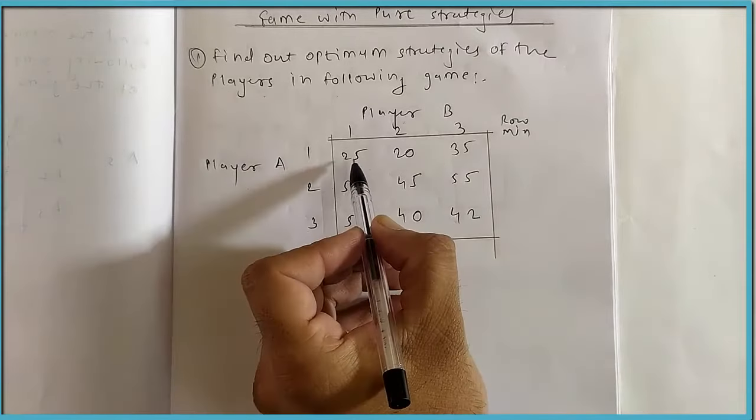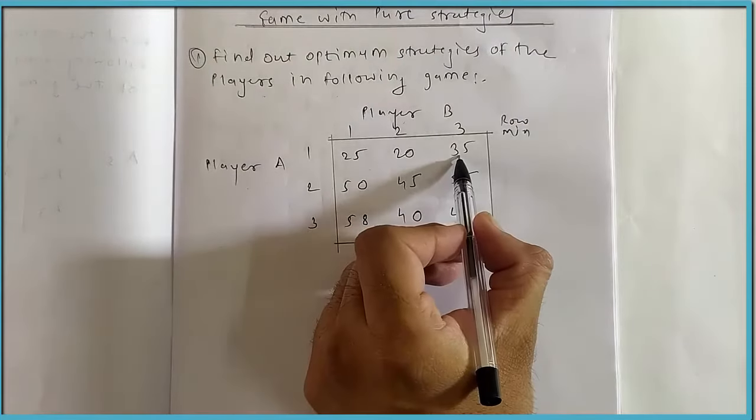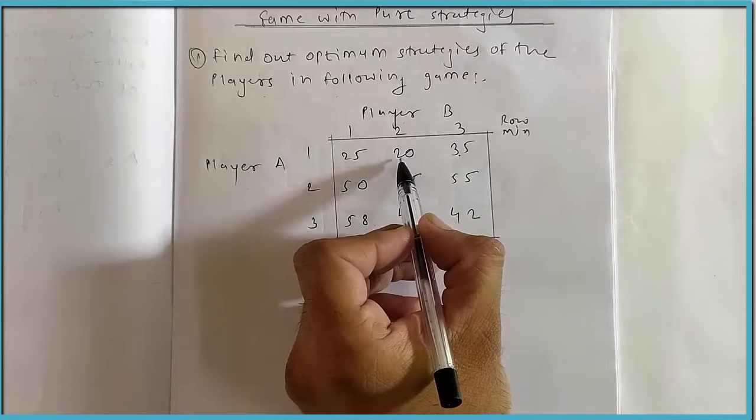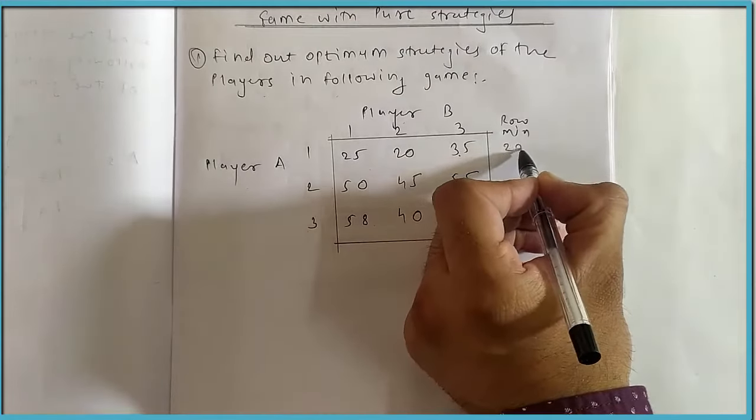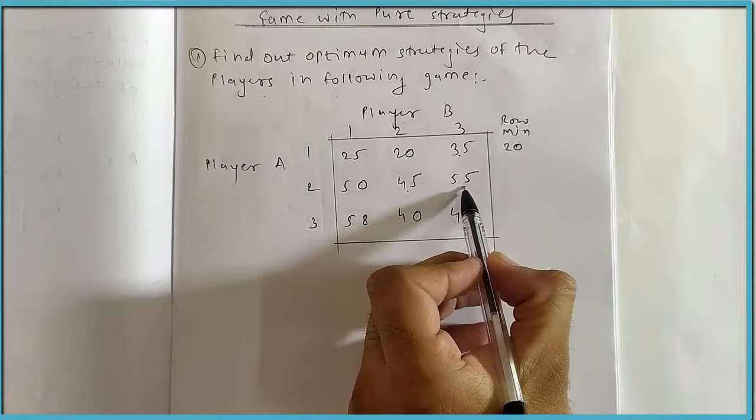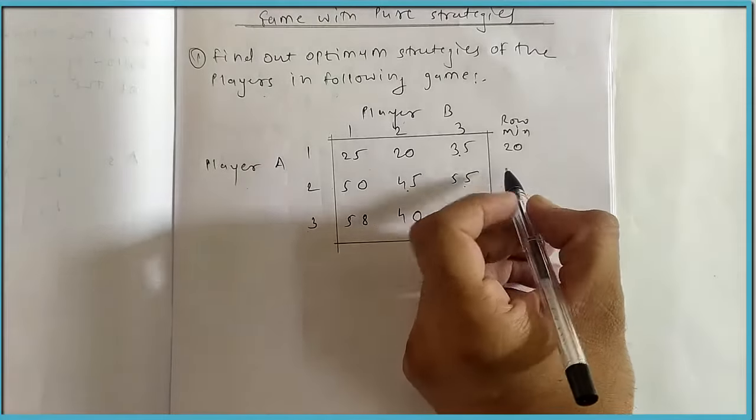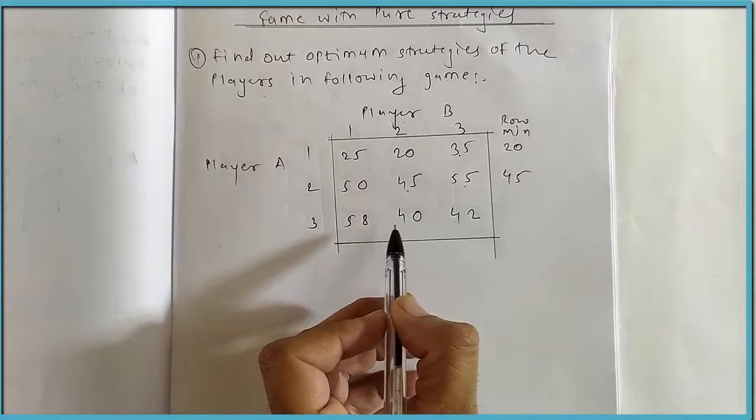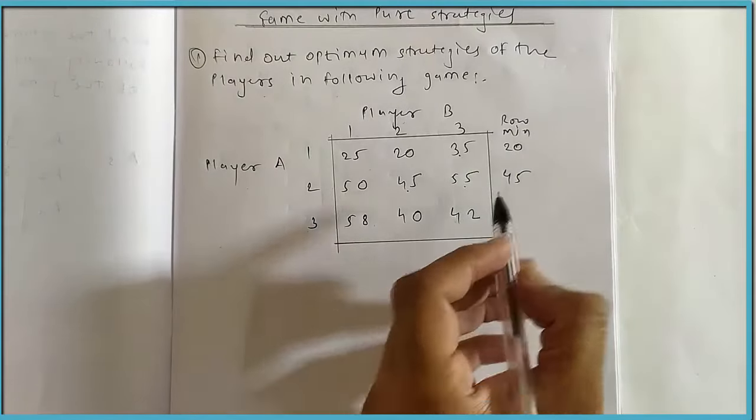Now look at the first row: 25, 20 and 30. The smaller element, the lesser element is 20. Write down 20 in the row minimum. In the second row: 50, 45 and 55. The lesser element is 45. In the third row: 58, 40 and 42. The lesser element is 40.